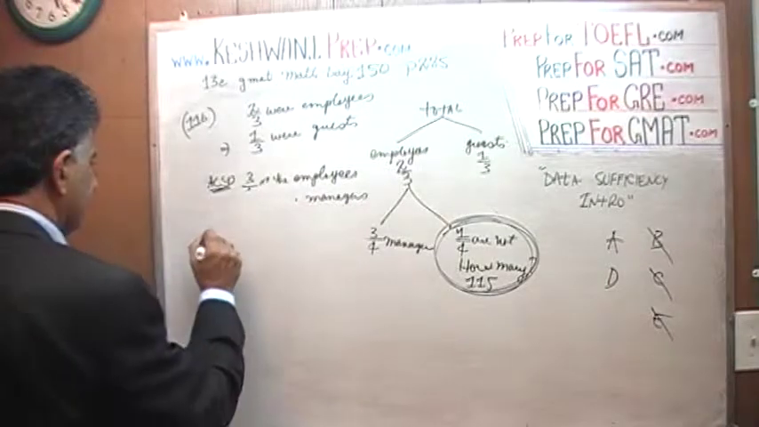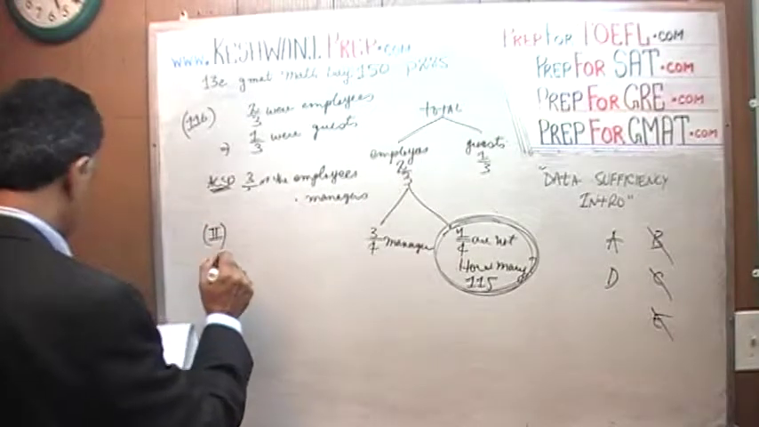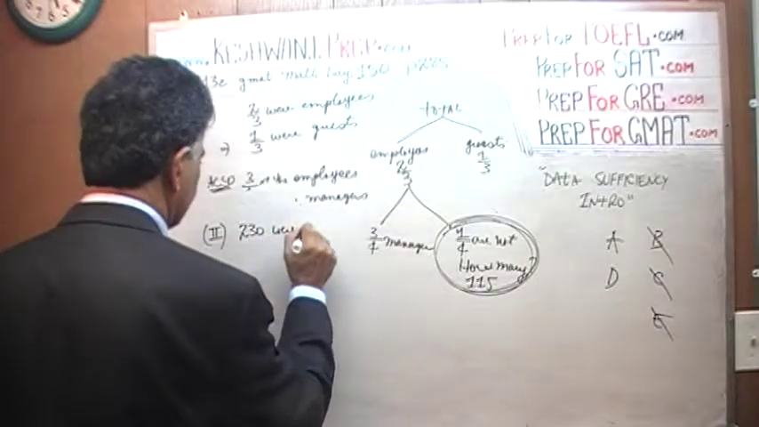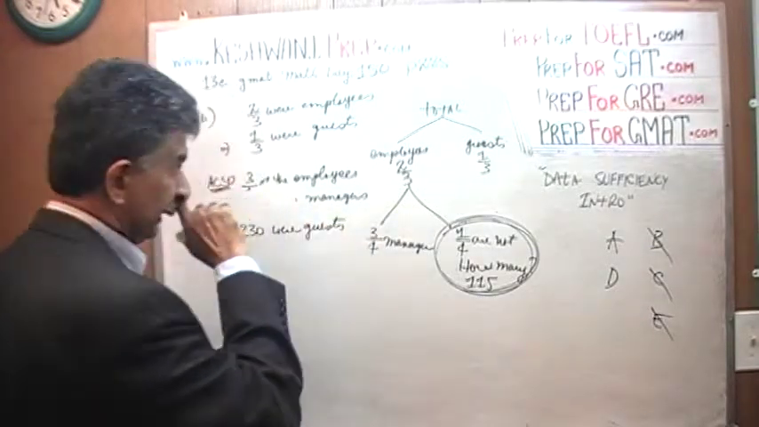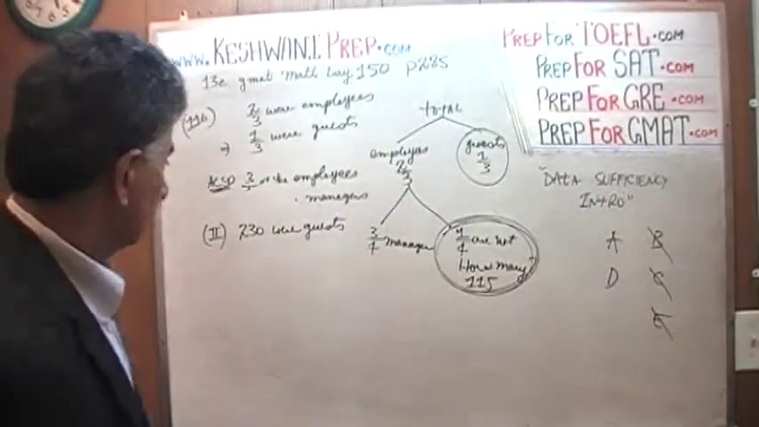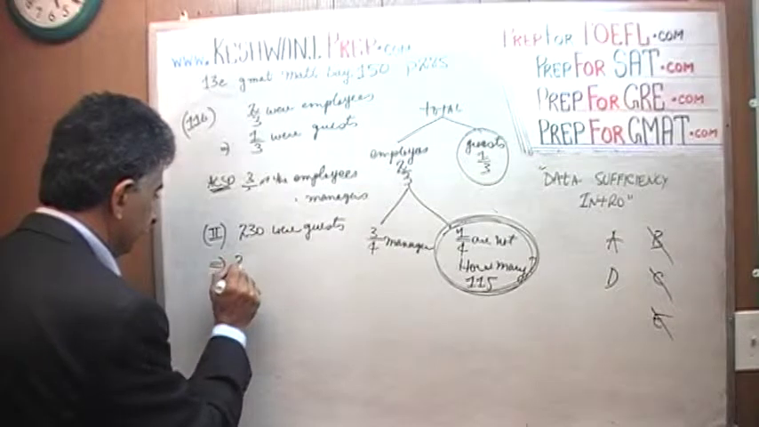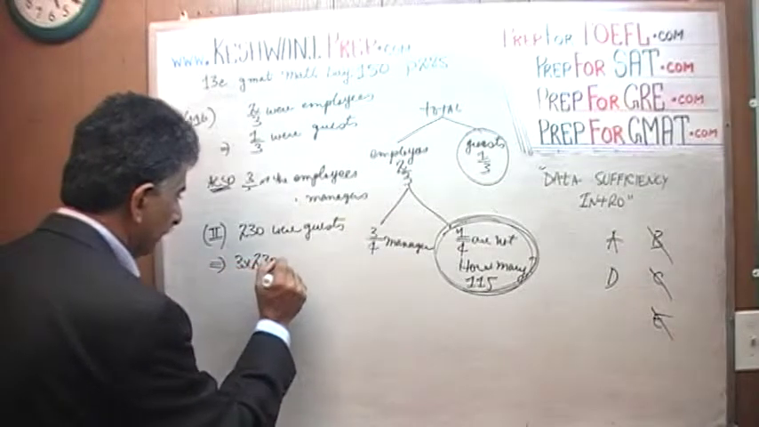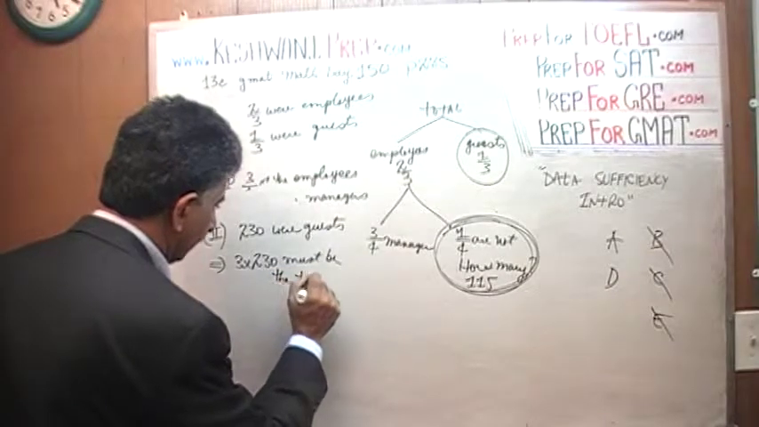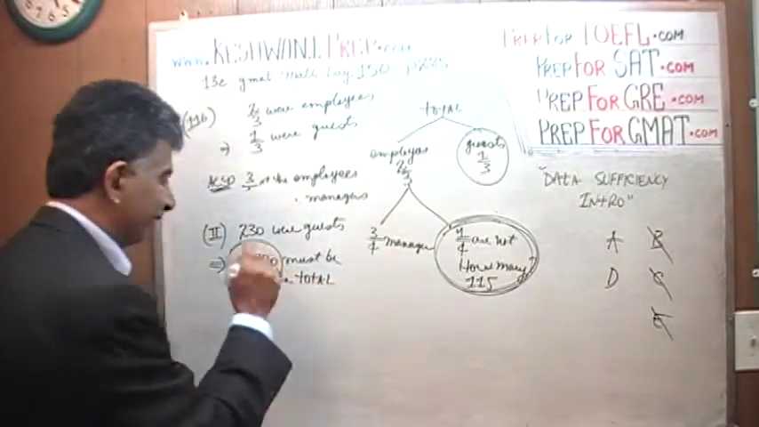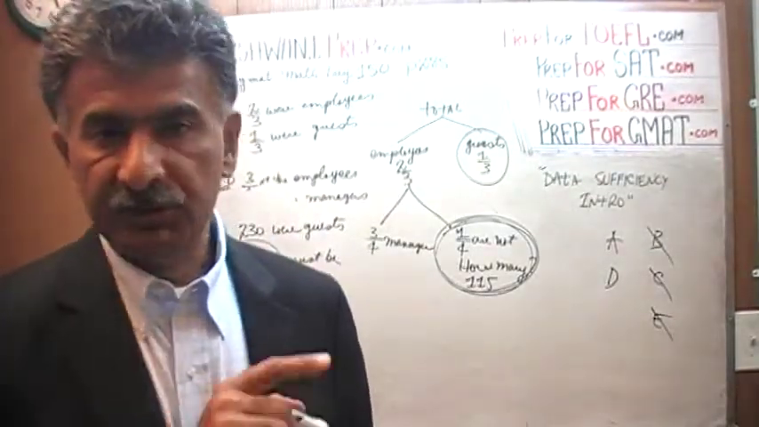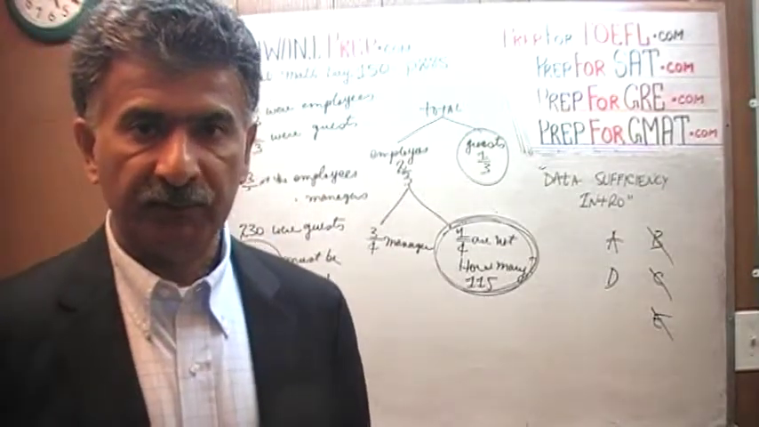In the second statement, they tell us that 230 were guests. But we know that the guests represent a third of the total. So that implies that 3 times 230 must be the total, which is exactly the quantity they gave us in the first statement. And we just found out that the first statement by itself was enough.